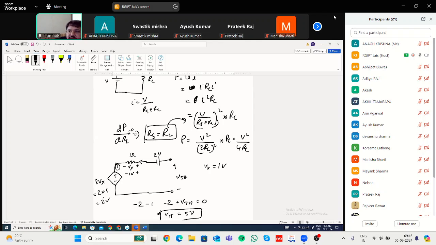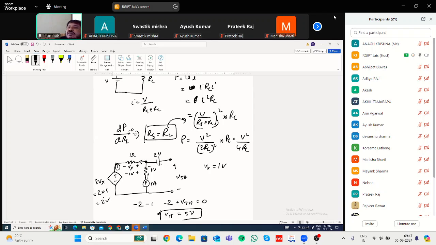The problem is why you will get a wrong answer here. Because if you consider this part, this 1 ohm resistance is there, and across this 1 ohm resistance there was 1 volt. And then the current source was there of 1 ampere. If you consider only this path, it will be incorrect. VTH will be whatever the voltage at this node plus 2 volt.